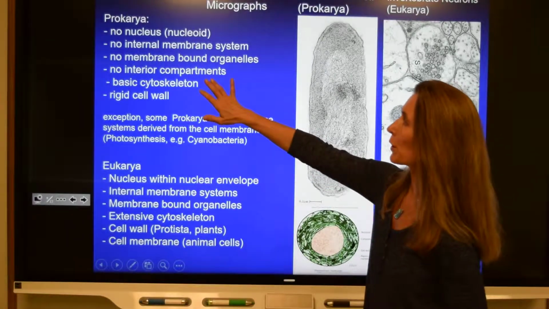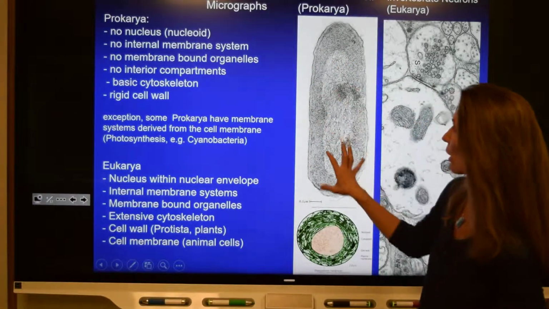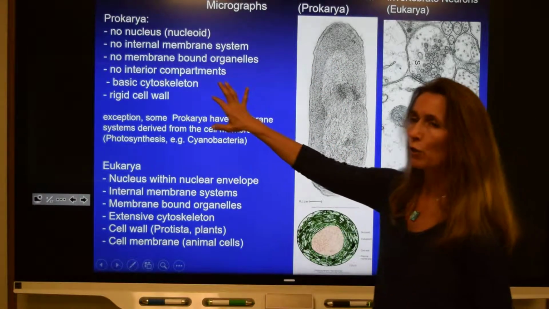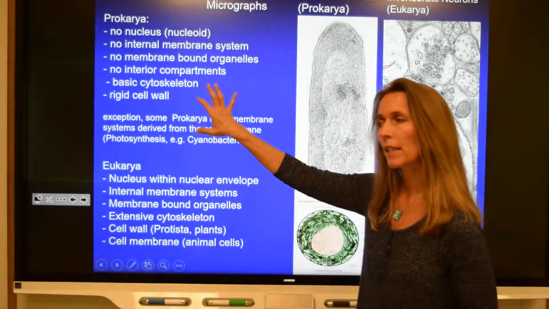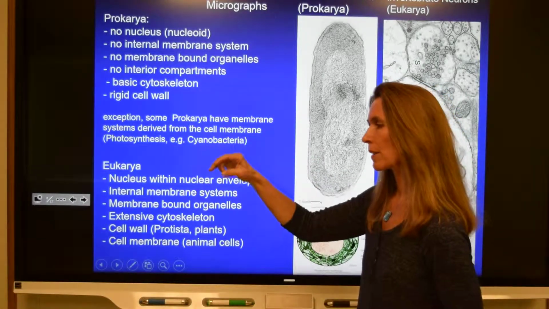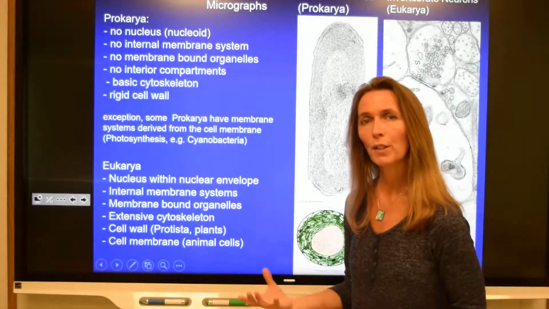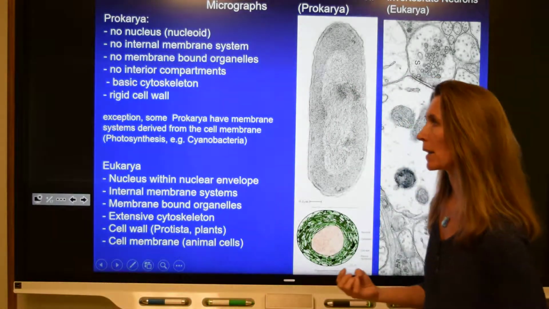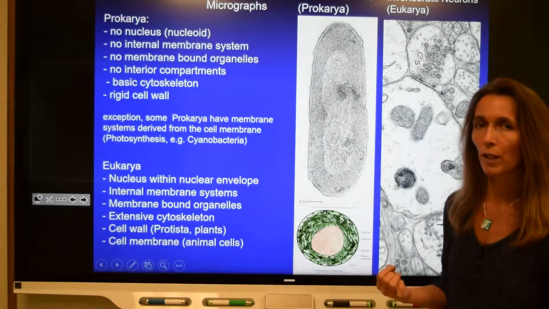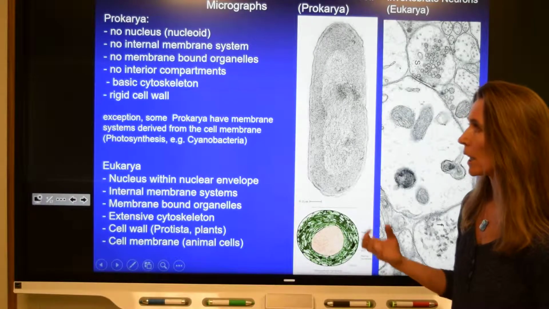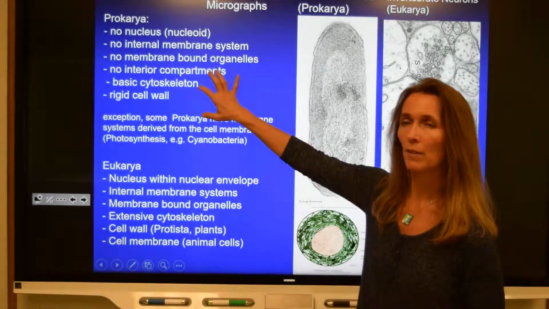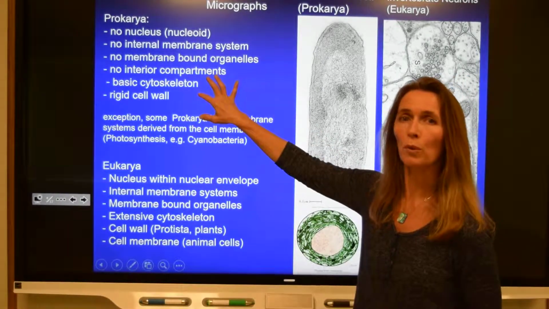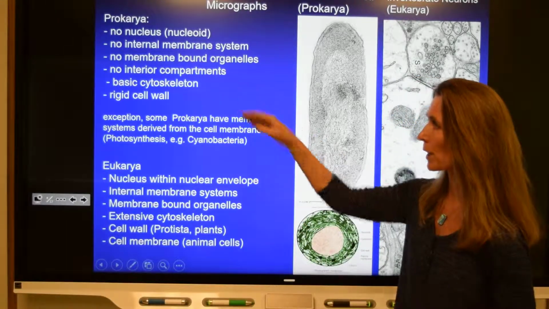There are no interior compartments in prokaryotic organisms. They do have a cytoskeleton that is not unlike the eukaryotic cytoskeleton, but is not as rigid as the eukaryotic cytoskeleton. We will come back to that when we talk about the cytoskeleton in eukaryotic and prokaryotic organisms.